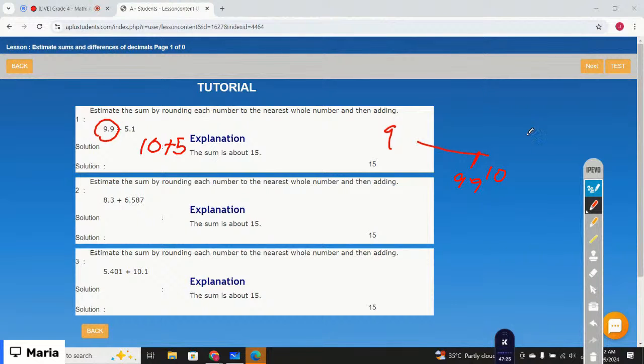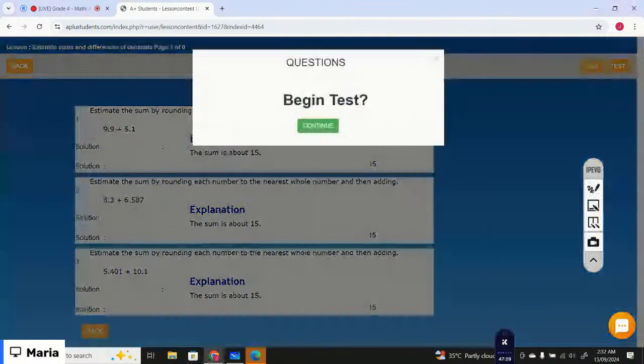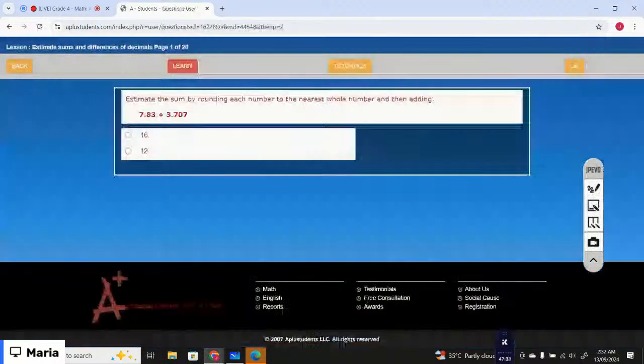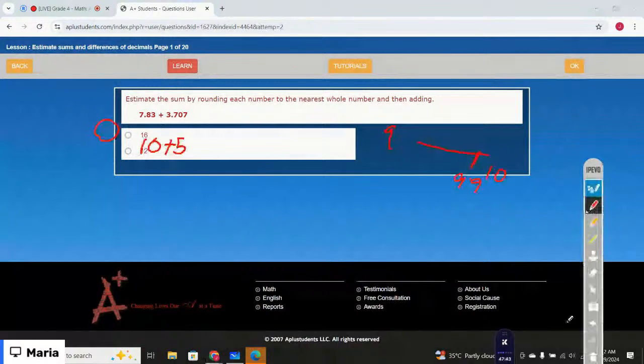Okay, let's just start with the test questions. Let's see how we estimate: round them off and then add. Okay, the first one is: estimate the sum by rounding each number to the nearest whole number and then adding. That is 7.83 plus 3.707. Let's just add, but you have to round them off first.